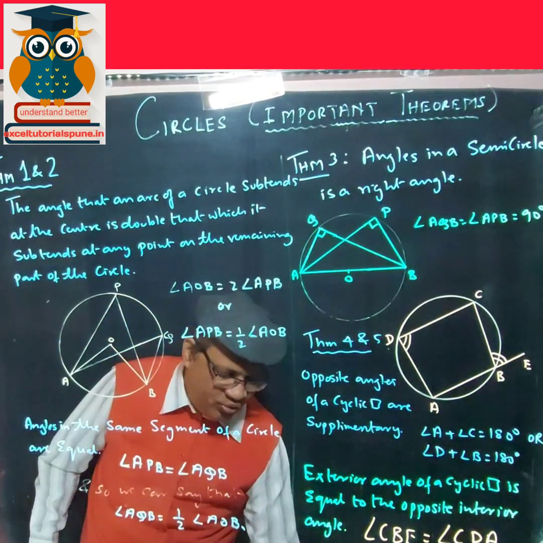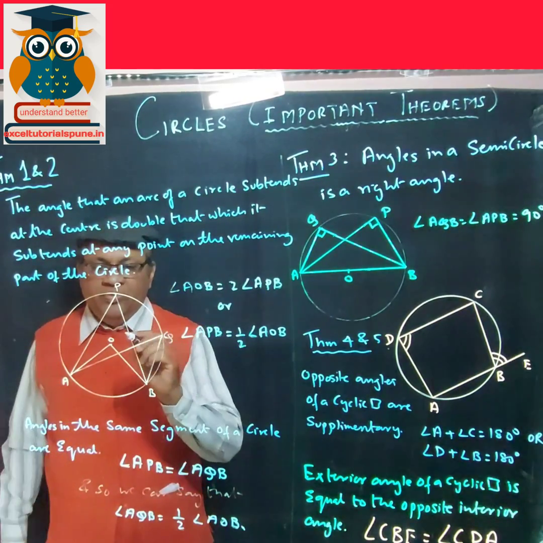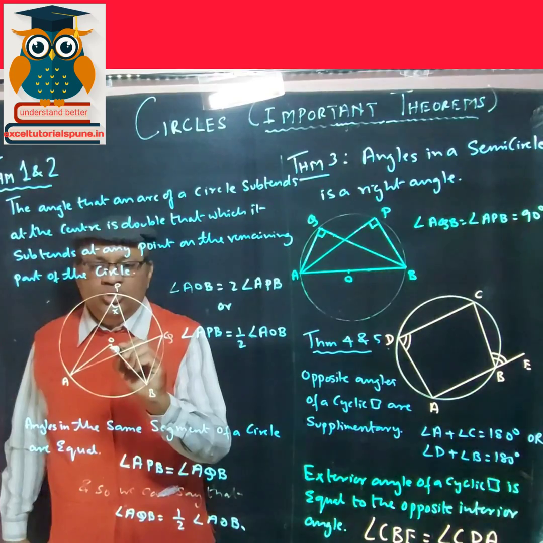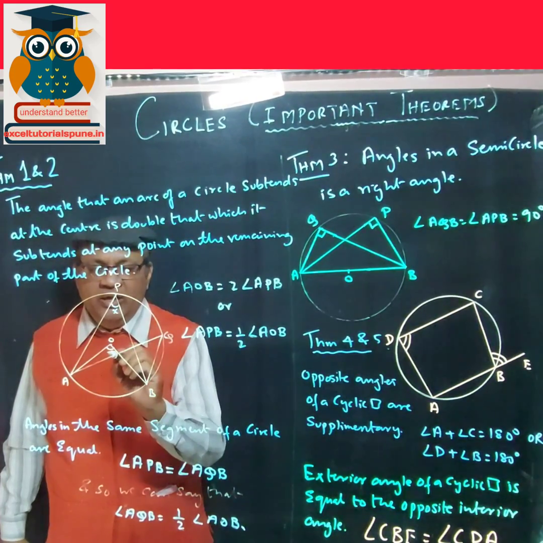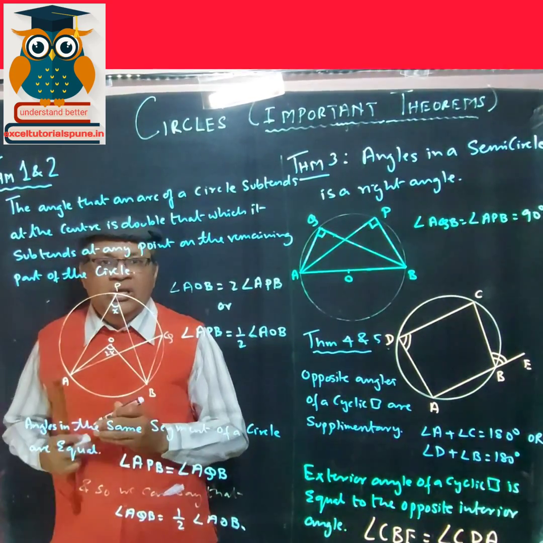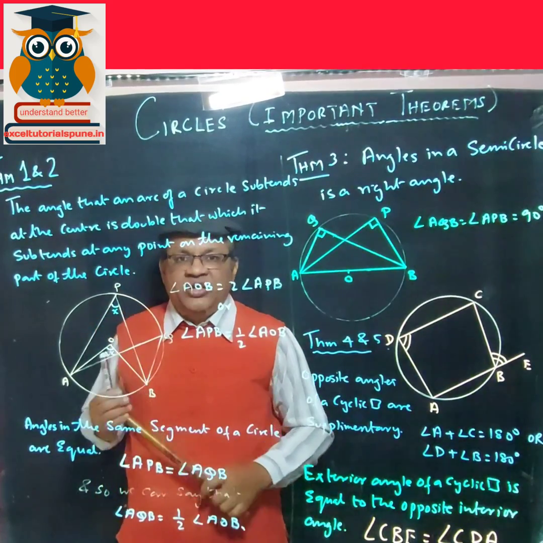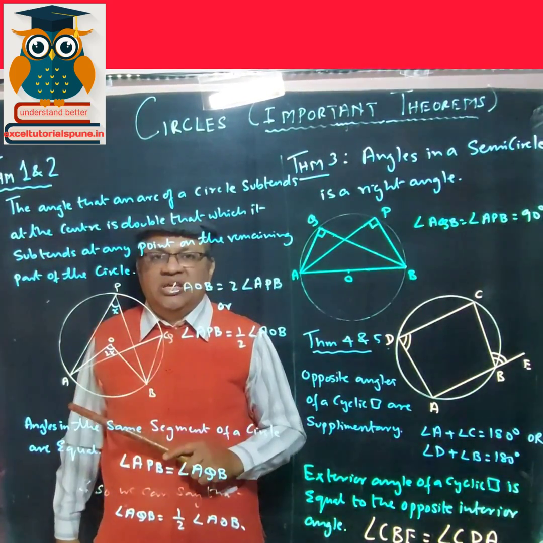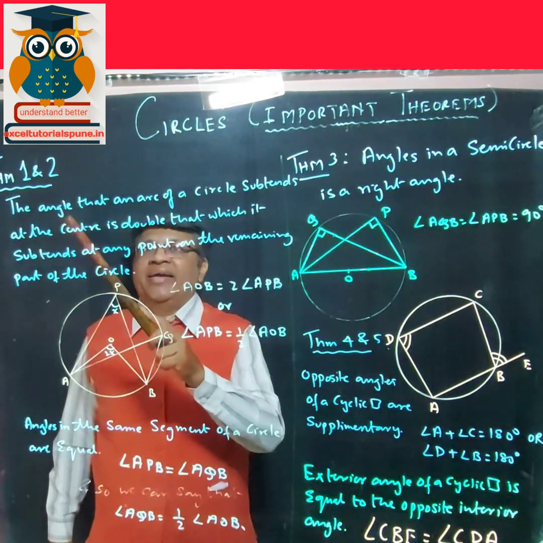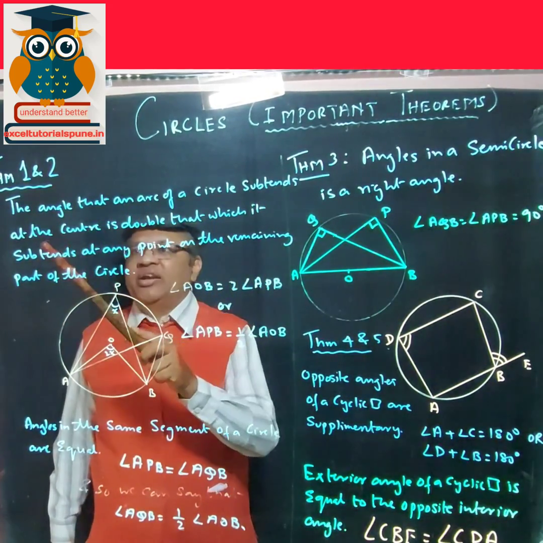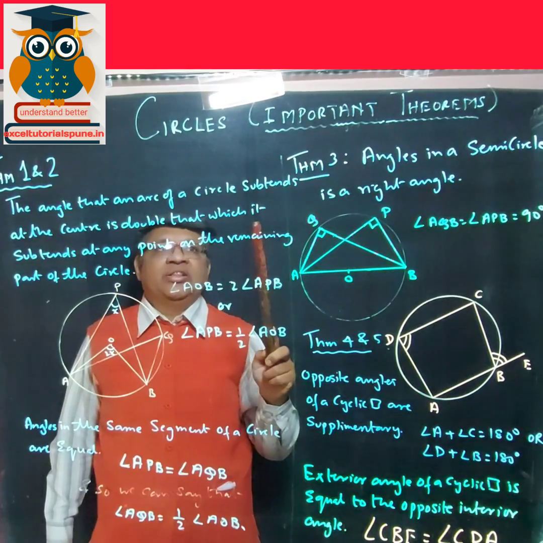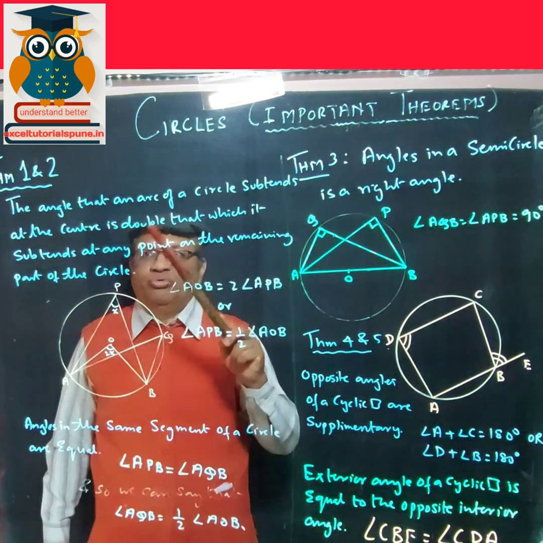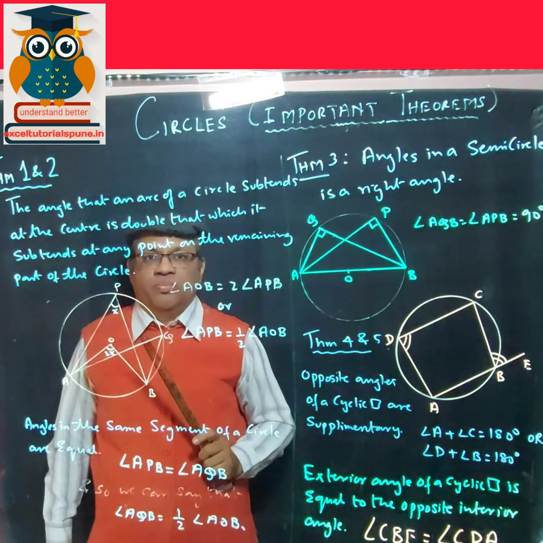Supposing if you take angle APB as X, then angle AOB will be 2X. That's how we have the first theorem. Angle at the center is twice the angle at the circumference, or the angle that an arc of a circle subtends at the center is double that which it subtends at any point on the remaining part of the circle. So learn and write this theorem down.